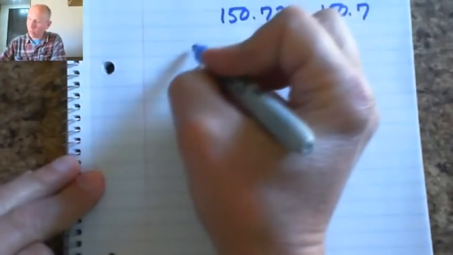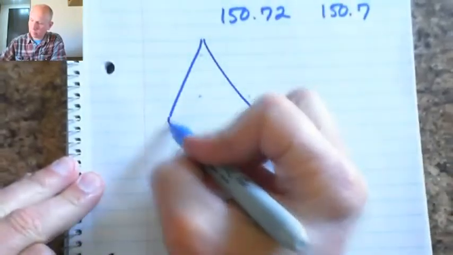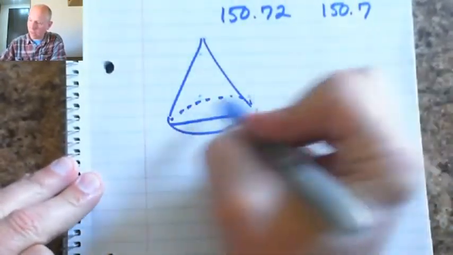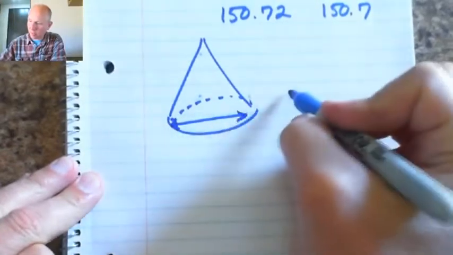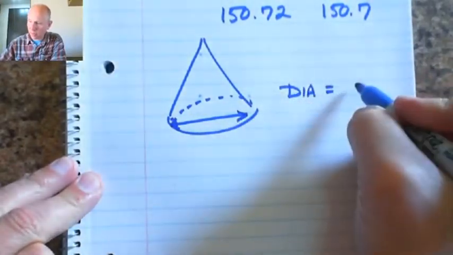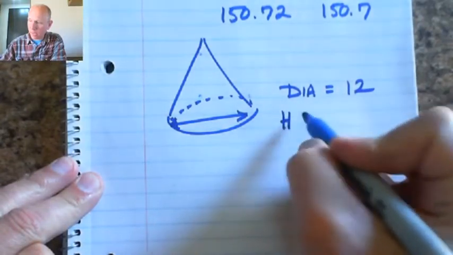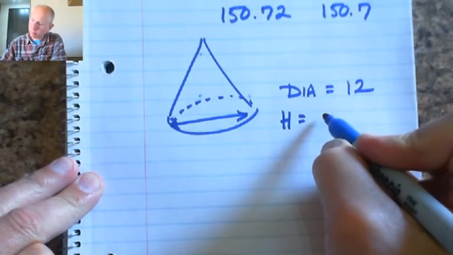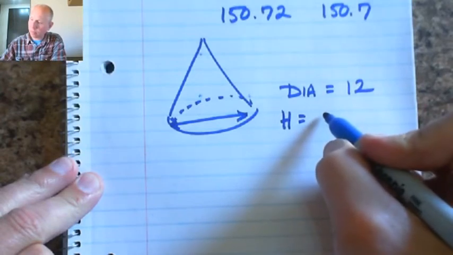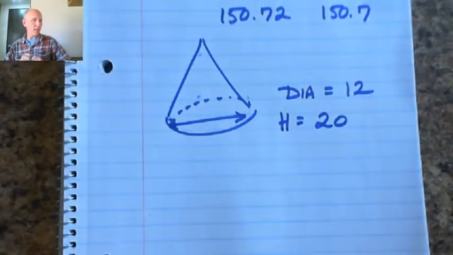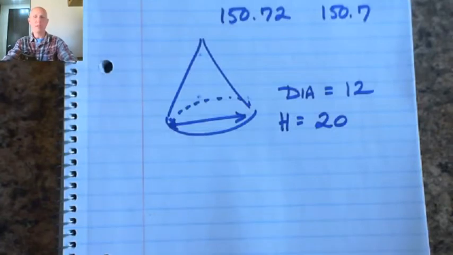Let's do a cone. Ooh, I'm going to mess with you though, okay? So I have a cone, but I'm not going to give you the radius. I'm giving you the diameter. The diameter equals 12, and the height equals 20. Diameter is 12 and height is 20. Go and do that, and I'll try to do it also.